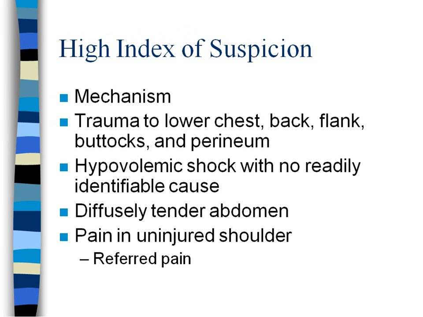What does it take to have a high index of suspicion? Of course, the mechanism. Trauma to the lower chest, back, flank, buttocks, perineum, anything like that, right? It's not uncommon for people to get into a knife fight, and they come at them, and they try to hold their arm or move their arm. It's not uncommon for them to get hit in the flank or in the side and not even realize that it happened initially, okay? Hypovolemic shock with no readily identifiable cause.